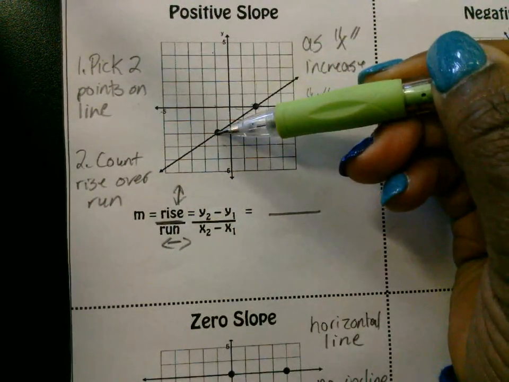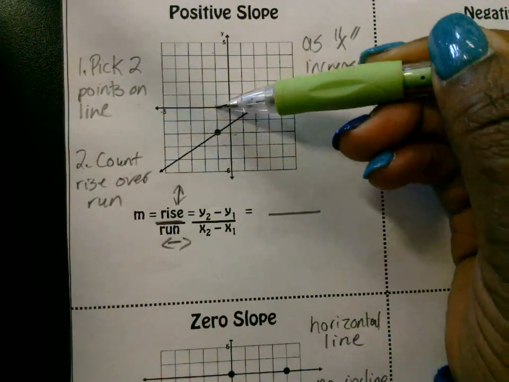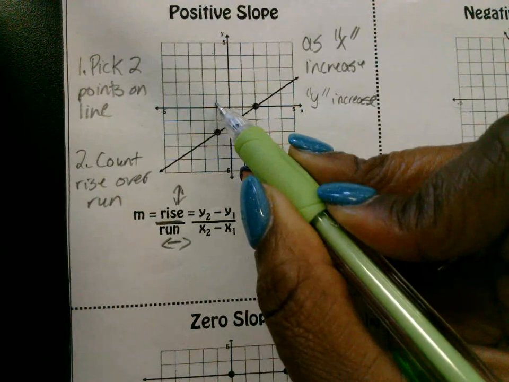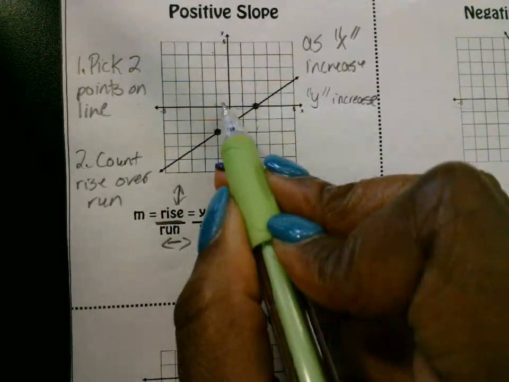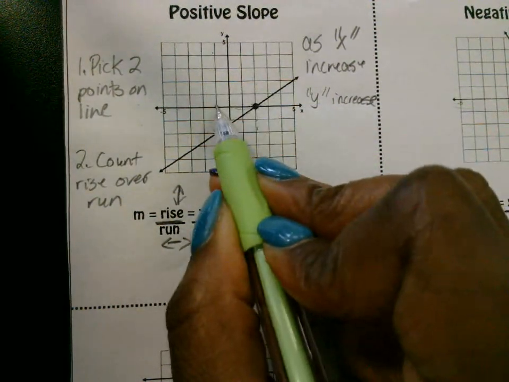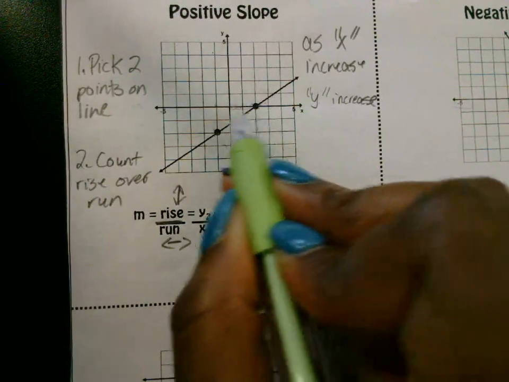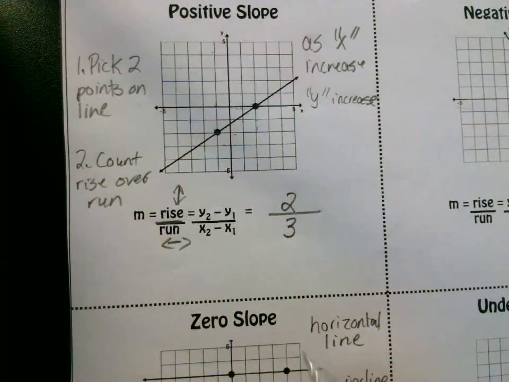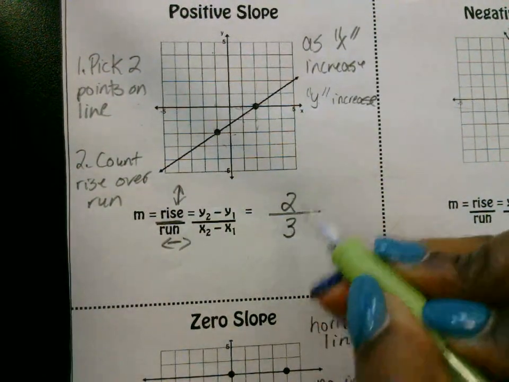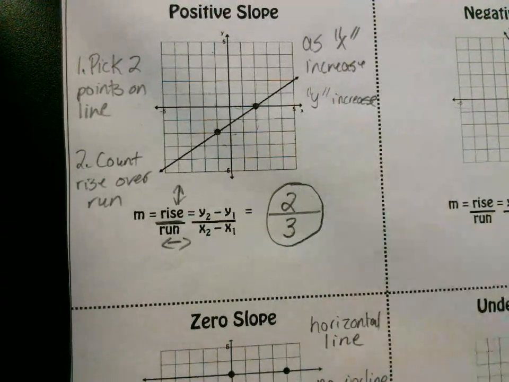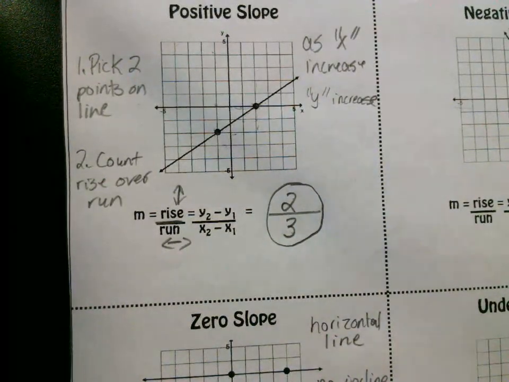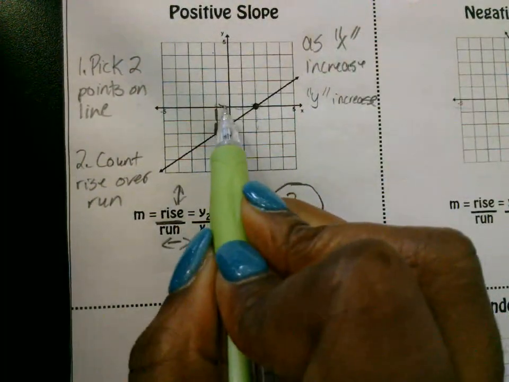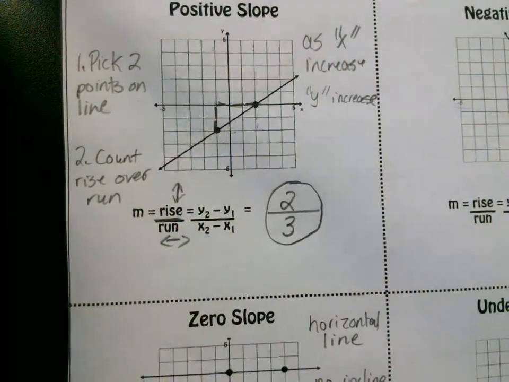So here, look, I'm going up 1, 2. So my top number is 2. Positive 2 because I'm going up. I'm going over to the right, 1, 2, 3. Positive 3 because I'm going to the right 3. And this is my answer, 2/3. All I have to do is make sure that my fraction is reduced, and that's my answer. This is 1, 2. This is 1, 2, 3. Please write.